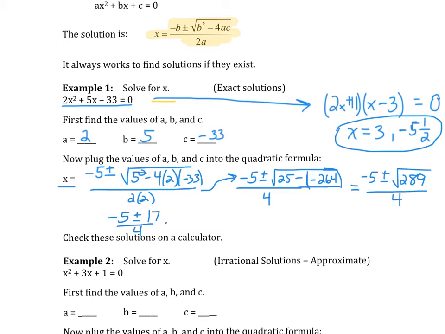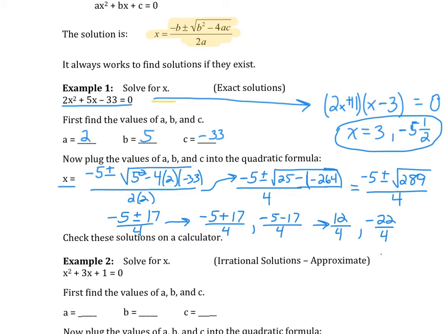And that plus or minus basically breaks this little expression into 2 pieces. So we're going to both add 17 to negative 5 and divide by 4. And I'm going to separate with a comma the other expression. We're going to subtract 17 from negative 5 and divide by 4. And this is how we get 2 solutions. So negative 5 plus 17 brings us up to what? 12, positive 12 over 4. And negative 5 minus 17 is negative 22 over 4.